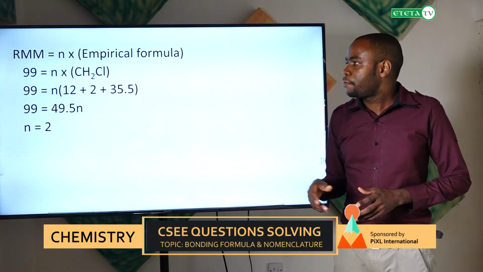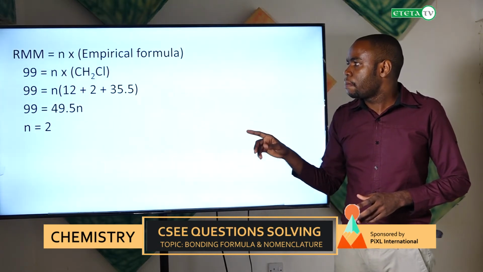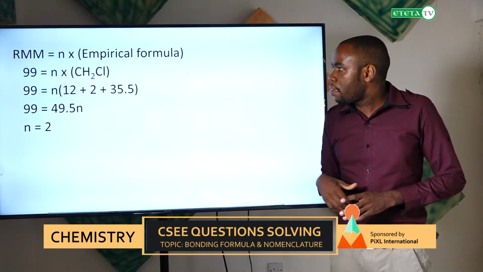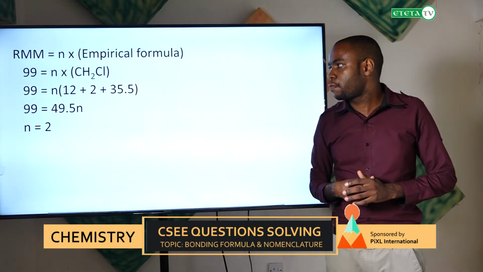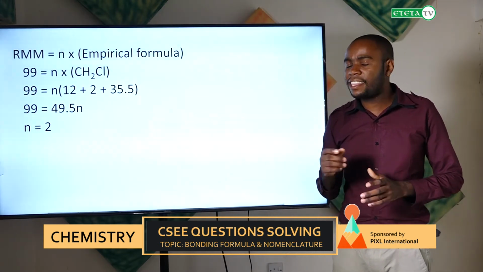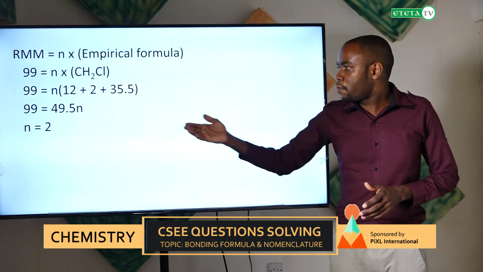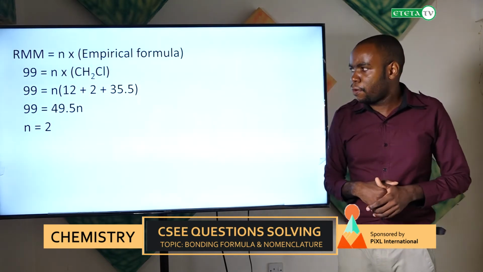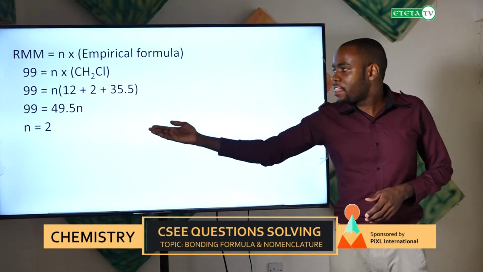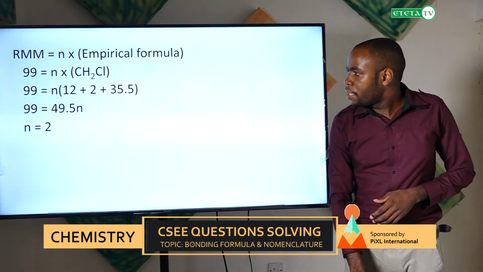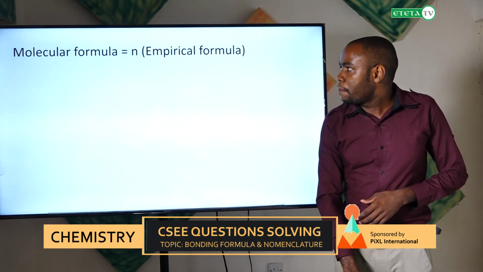For that matter, 99 will be equal to N, then you multiply by 12 plus 2 plus 35.5, which is equal to 49.5. So 99 is equal to 49.5 N. To find the value of N, you divide by 49.5 on both sides, so N is equal to 2. After obtaining the value of N, what follows now is to determine the molecular formula.